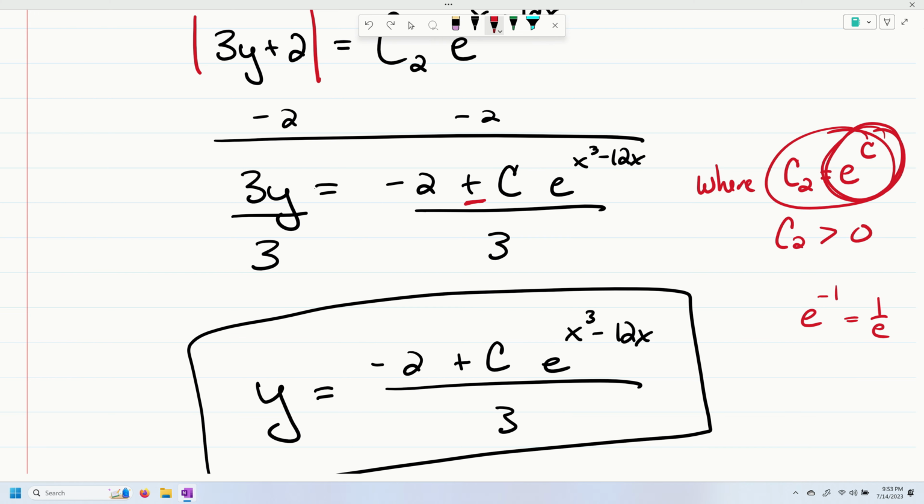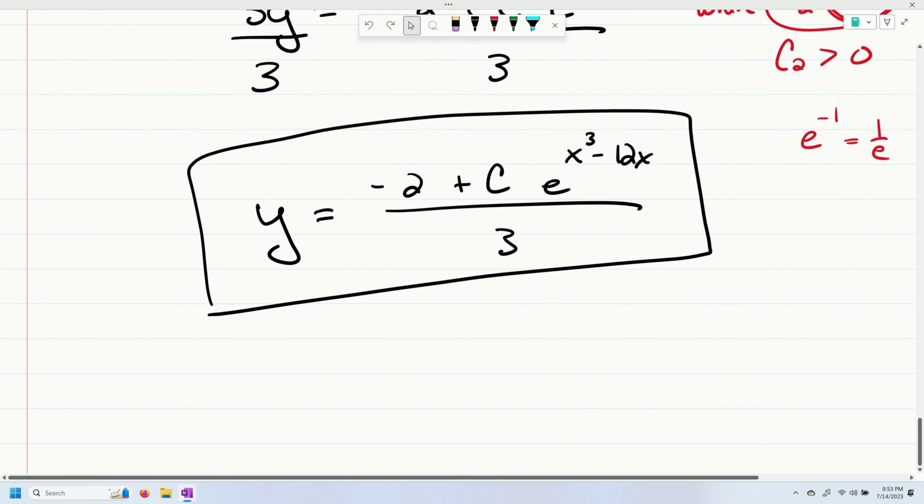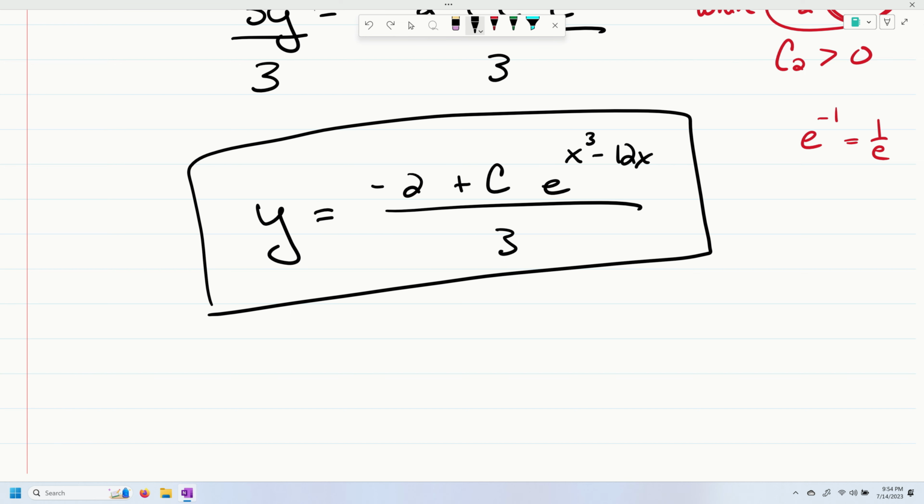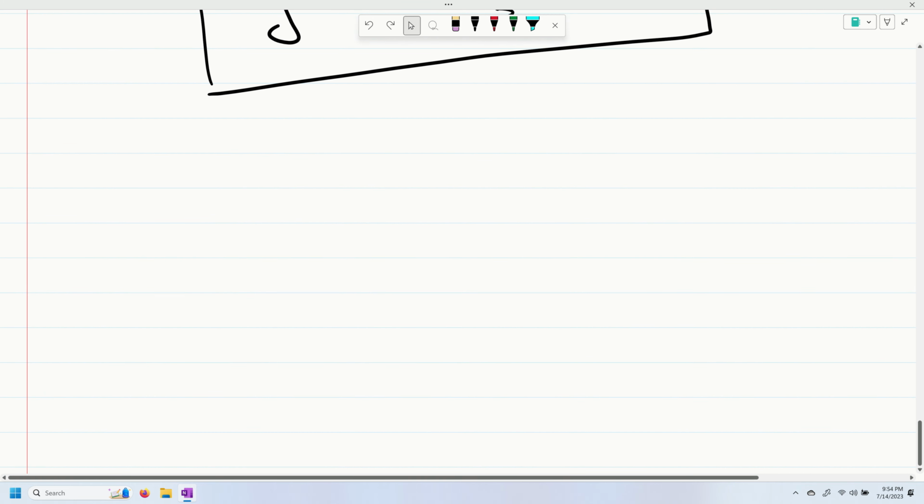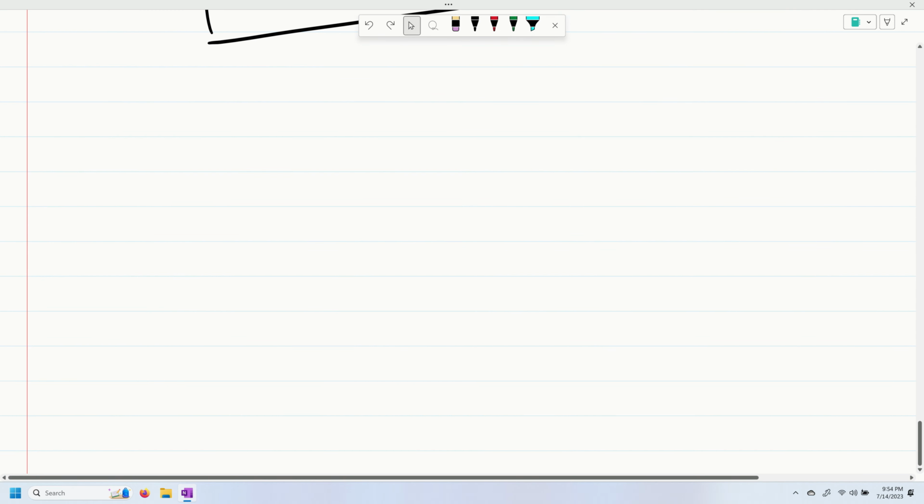All right? So our final solution here is y equals negative 2 plus c e to the x to the third minus 12x, all divided by 3. It's not exactly the prettiest answer, but this is how this works. All right? Now what I'd like to do is do another one here with initial conditions, so we can see how it flows.